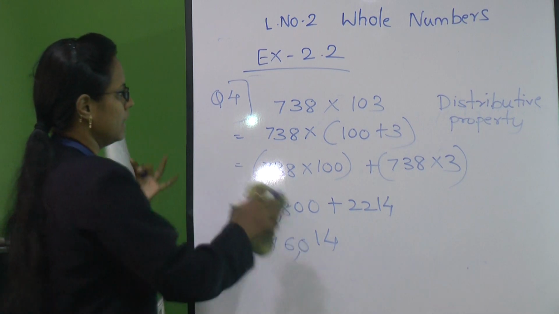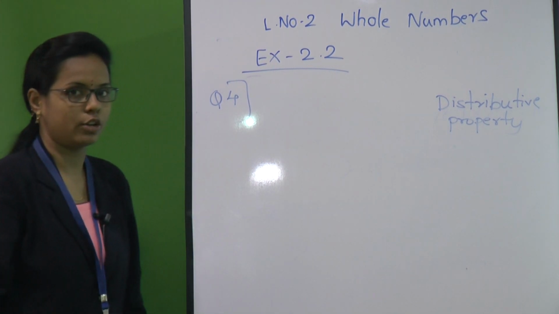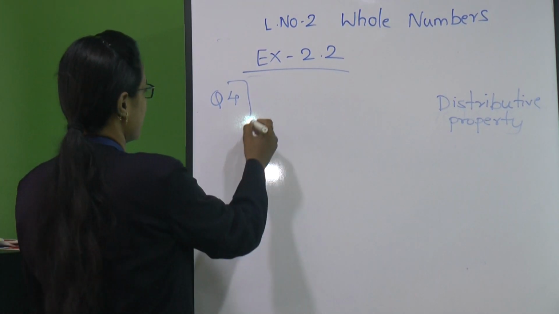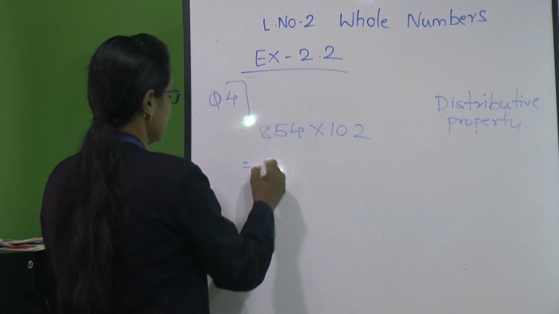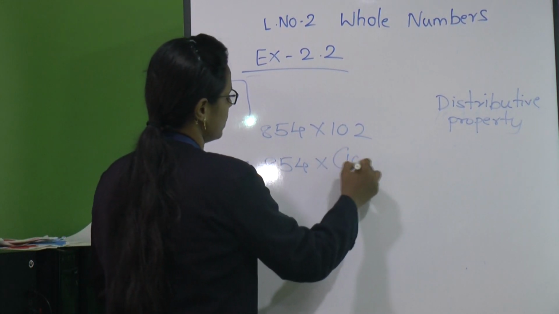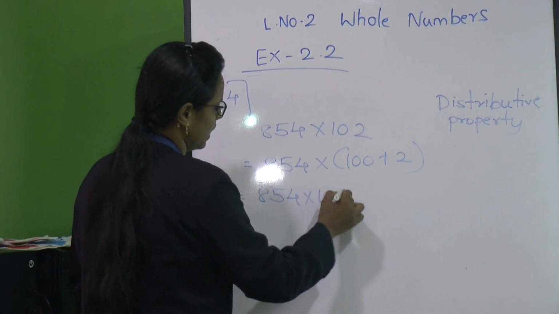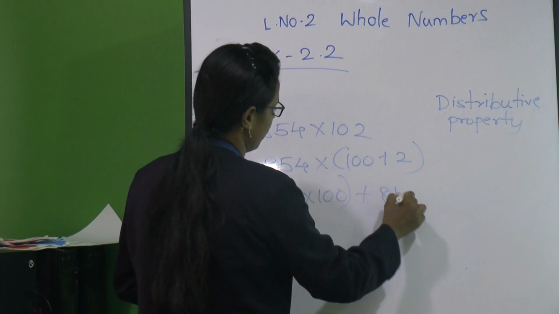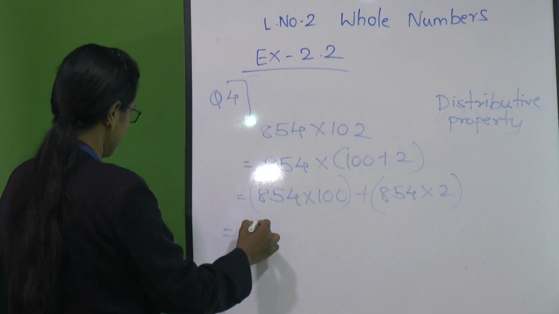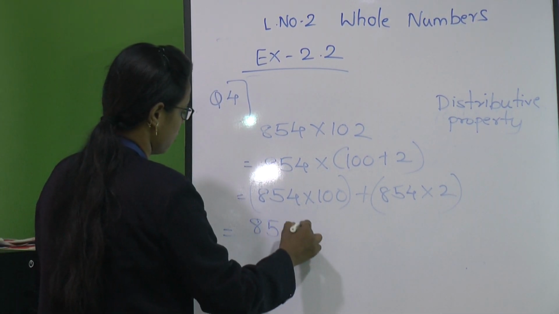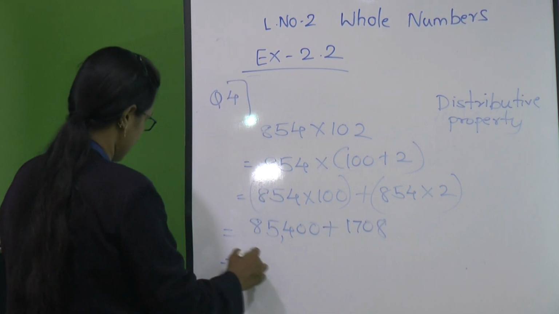One more example let us take. Now, you have to tell me which property we are going to use here. 854 into 102. 102 is divided into 100 plus 2. Let us take 854 into 100 in one bracket and 854 into 2 in the other bracket. So, when we multiply this, we get 85,400 and here 1,708, and when we add this we get 87,108.